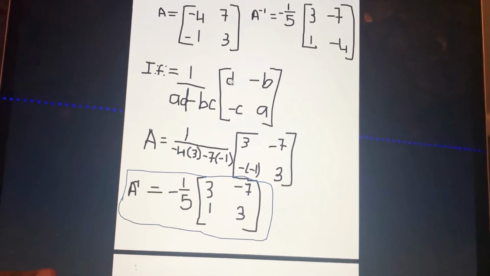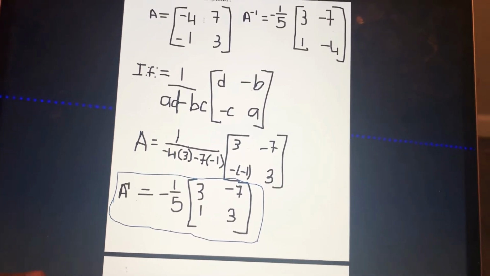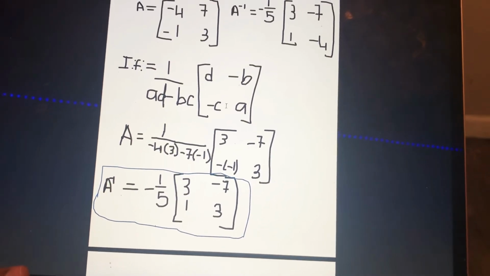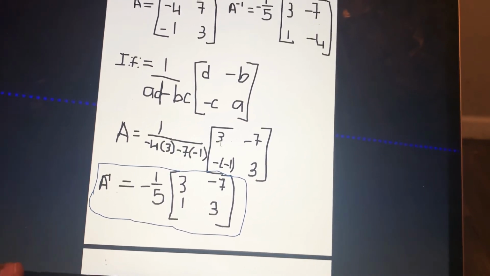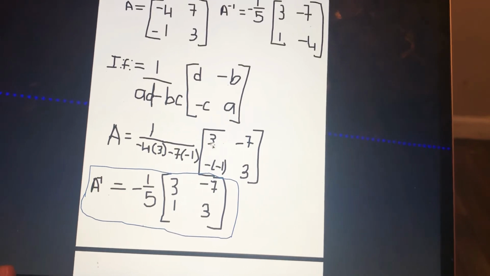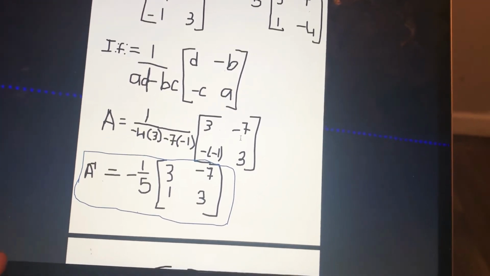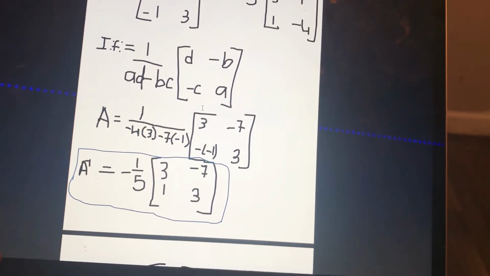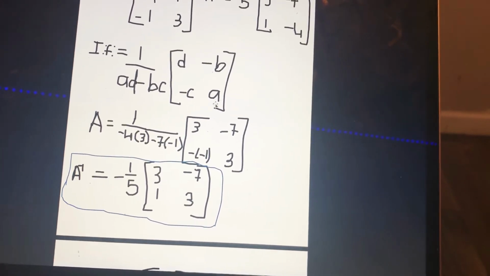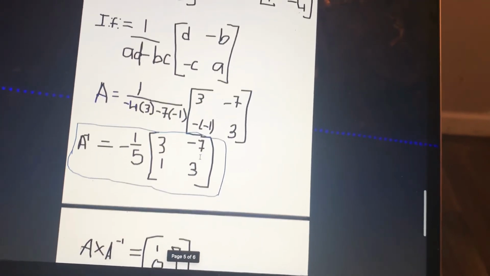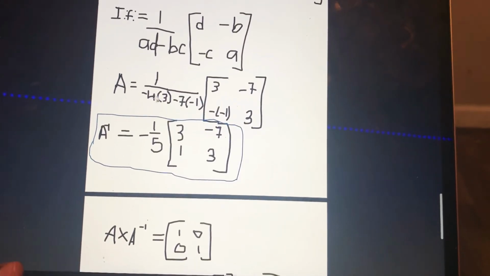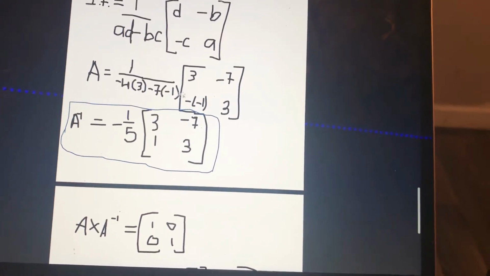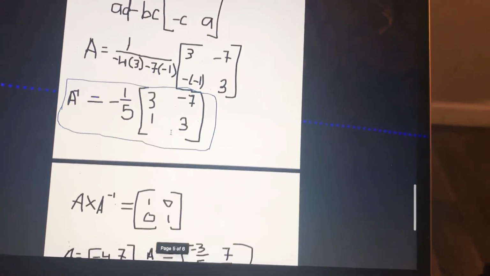And then this matrix is given in the form A, B, C, and D, so we'd have to go back and put it in this form because of the formula. And so we get 3, which is the value of D, negative 7, which is the value of negative B, negative 1, which is the value of negative C, and 3, which is the value of A. Now once you simplify this, you will get 1 over negative 5, and just rewrite the matrix.